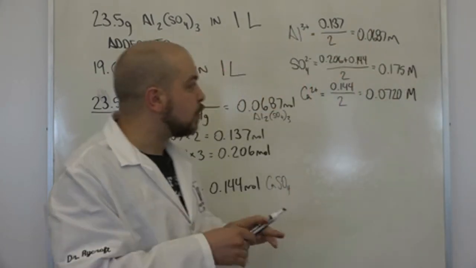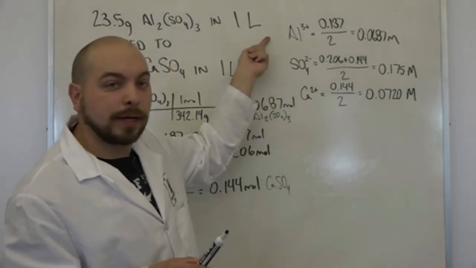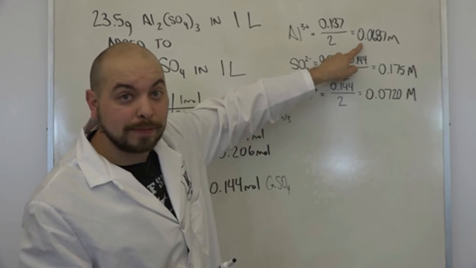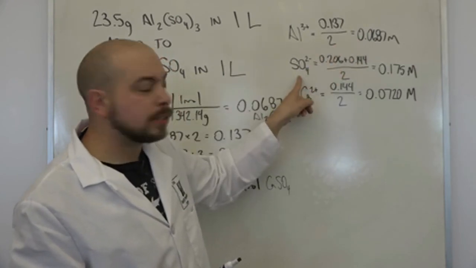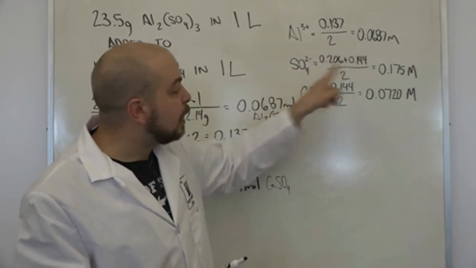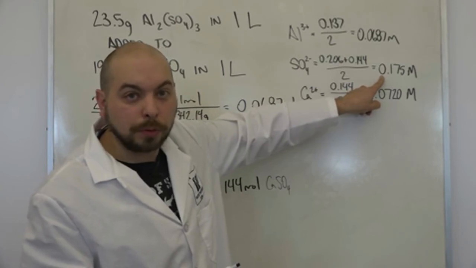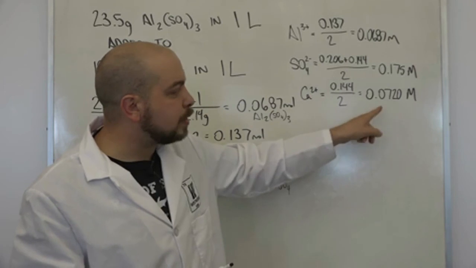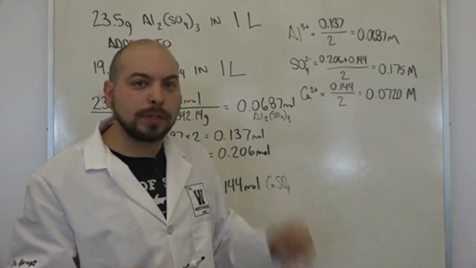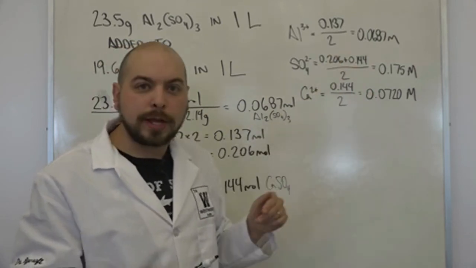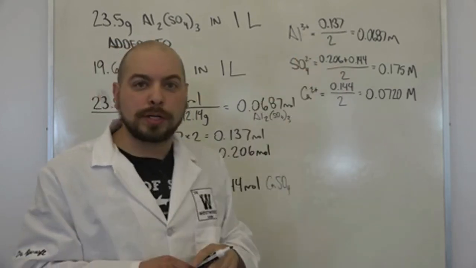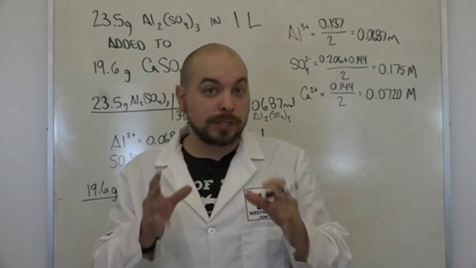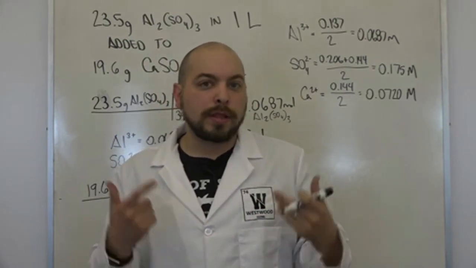Okay, so now we know the final concentration of aluminum ions in solution is 0.0687 moles per liter. The final concentration of sulfate ions in solution is 0.175 moles per liter, and the final concentration of calcium ions is 0.0720 moles per liter. We have 3 sig figs in every answer. We have the final concentrations. This one was tricky, but this is going to be one of the more common types of problems you're going to see as you go through this topic.